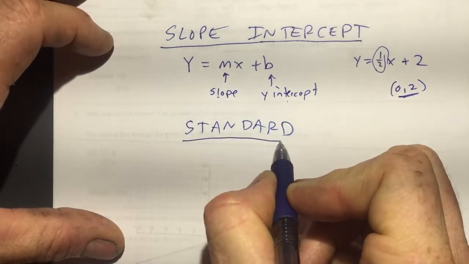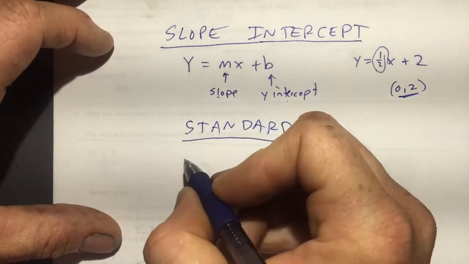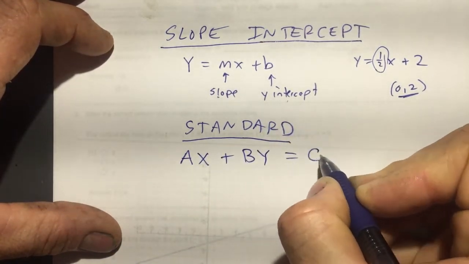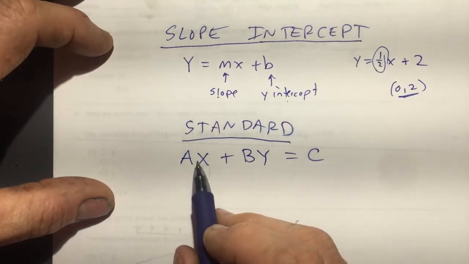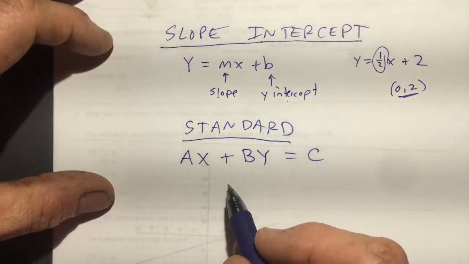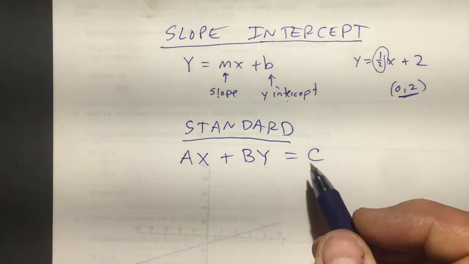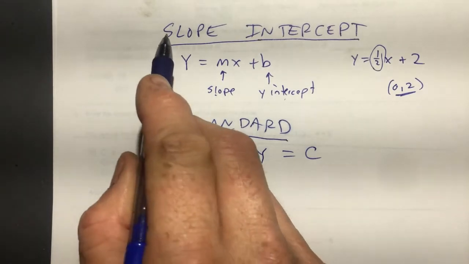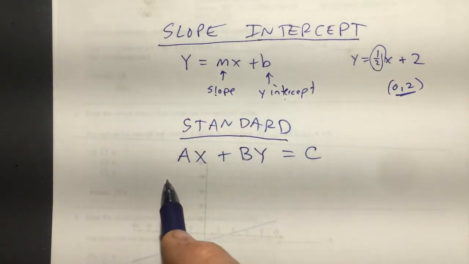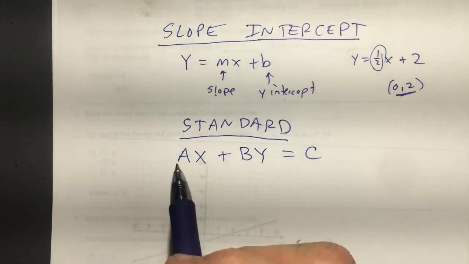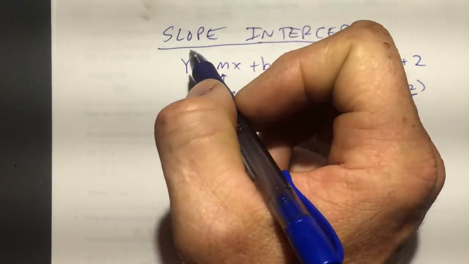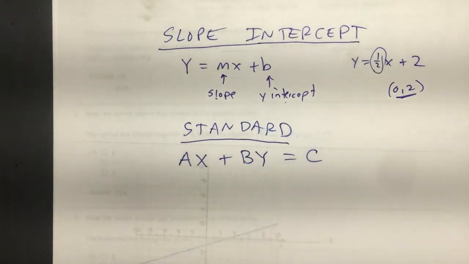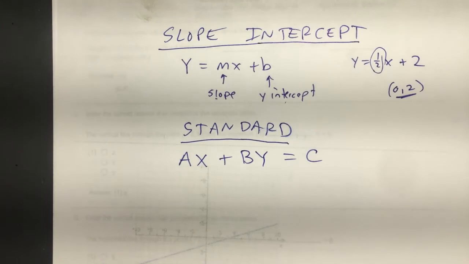Now, standard form is used a lot, and it looks like this. ax plus by equals c, where we have some coefficient times x and some coefficient times y, and it equals some constant coefficient. Okay? Now, we can change from slope-intercept to standard and standard back to slope-intercept, but usually when we write one, we write it in slope-intercept form. But standard form is used quite a bit for certain things.